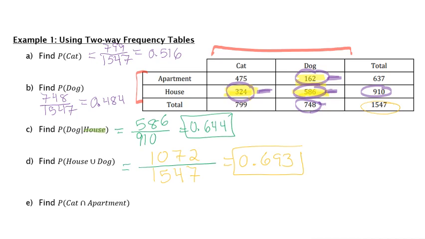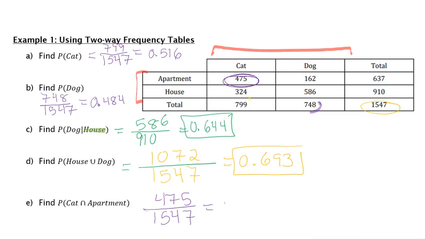And then finally, for my last one, what is the probability that someone has a cat and an apartment? So again, I'm taking it out of my sample size, which is 1,547. And a cat and an apartment is going to be 475. And so my probability would be 0.307.